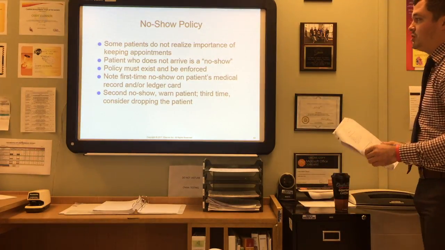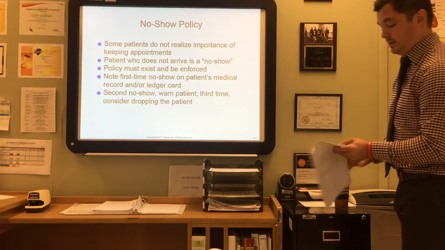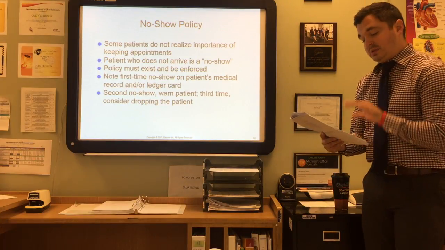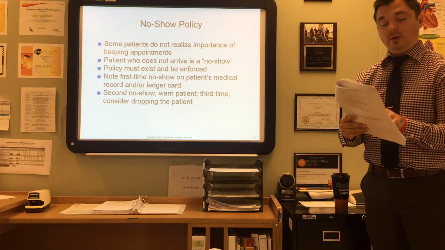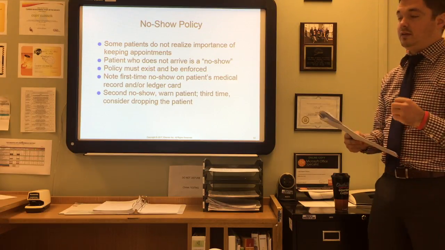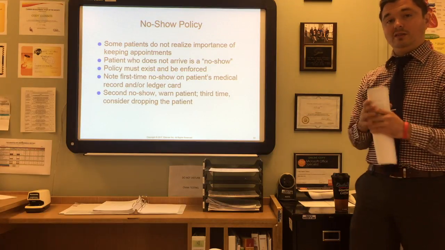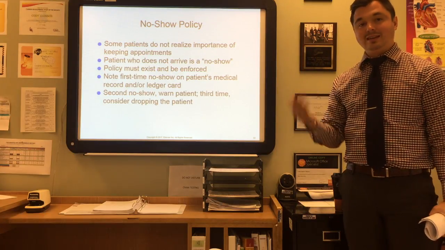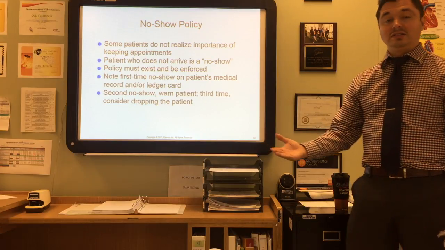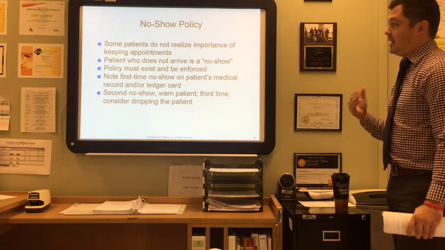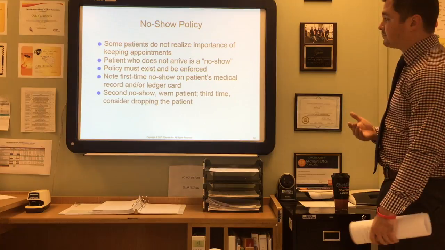And then you need to have a no-show policy, okay? So a busy practice must have a very specific policy on appointment no-shows, and you must enforce it effectively. So some patients don't realize the importance of keeping their appointment. They're just like, oh, I can just reschedule and get in there another time. They don't understand what it does to the medical practice. So maybe educating them based upon that will help as well.